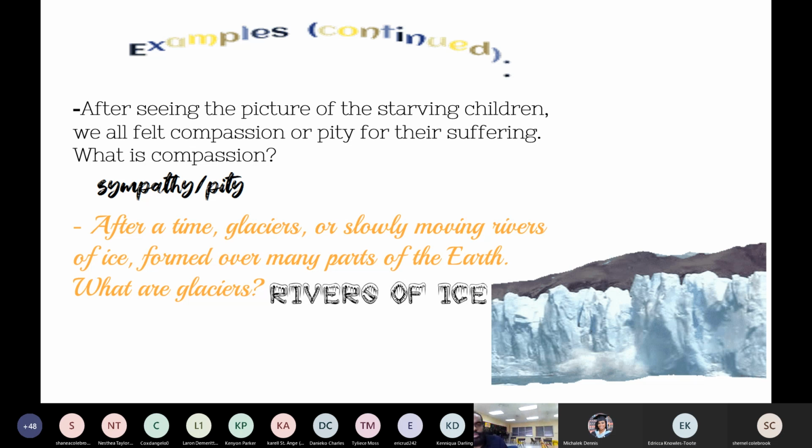All right. I see a mass of ice. All right. Delia says ice. But looking at the sentence, I mean, you're correct. All right, rivers of ice, yes.